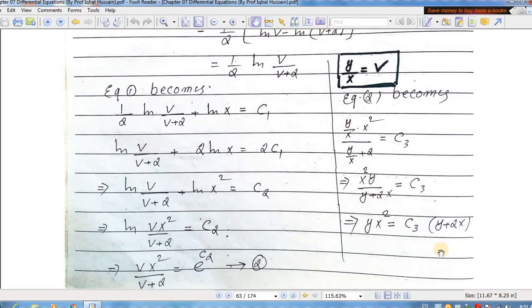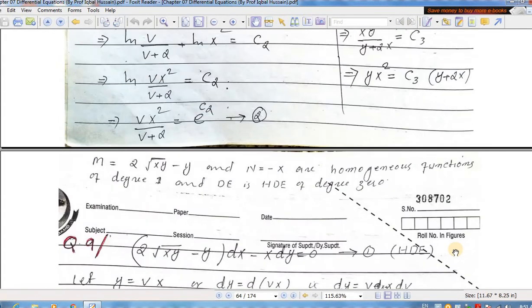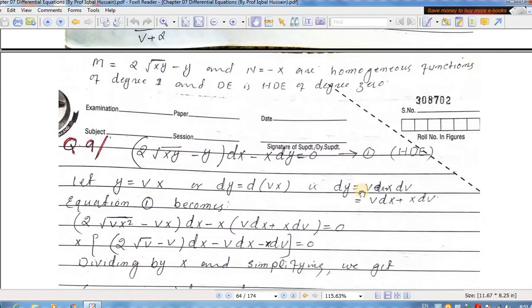Now we come to the next question. Here we have another question, number 9. This is M dx plus N dy is equal to 0, where M is equal to this one and N is equal to minus x. These two are the functions. These two are homogeneous functions of degree 1.